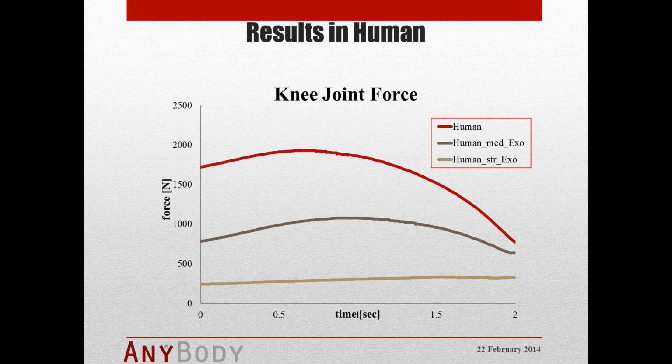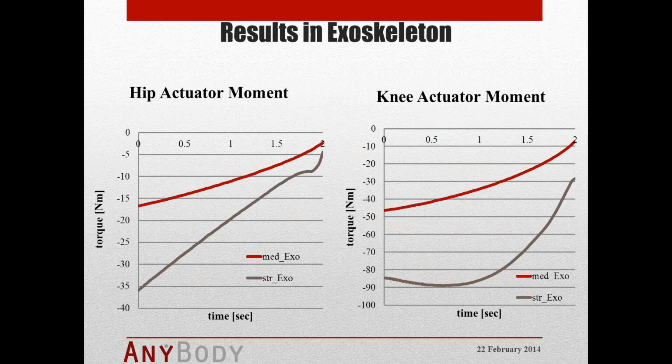Now let's look at the exoskeleton itself. Let's go away from the human and go to the exoskeleton. Here we see some results for the exoskeleton. Here we only have two graphs. Red is the medium and gray is the strong actuator in the exoskeletons. On the left side we look at the hip actuator moment, so the torque in the hip, and on the right side it's the same for the knee. We see that the medium produces a lower torque compared to the strong actuator.